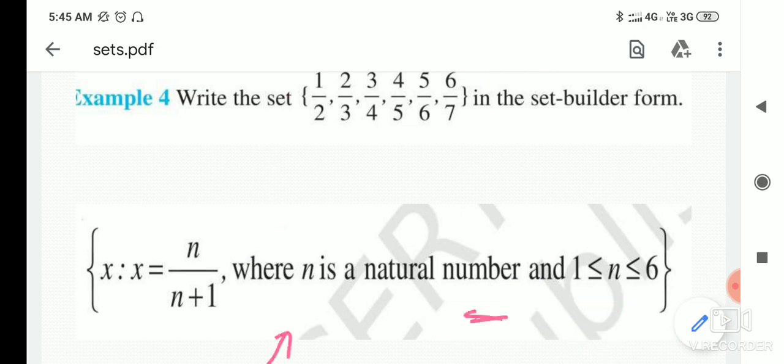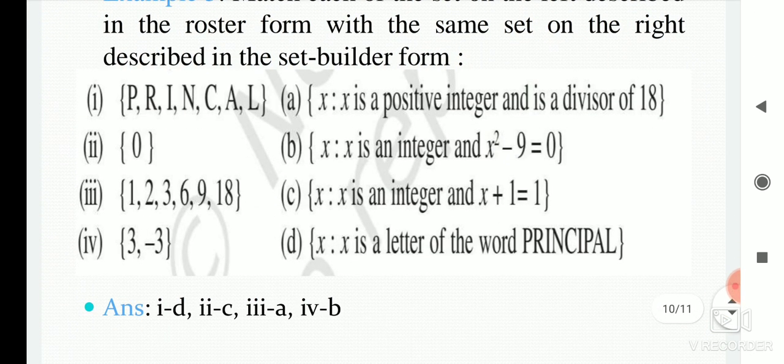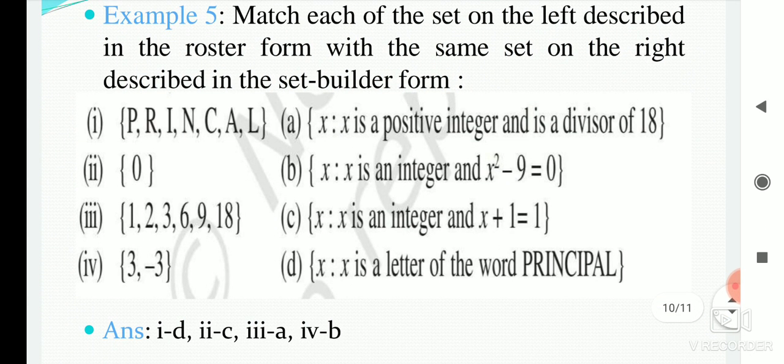So these are the two things you have to remember in this example. Now let's see the fifth and the last example. Match each of the sets on the left described in the roster form with the same set on the right described in set builder form. So here you have to match the pairs where the same set is represented in two different forms. You have to identify that set.